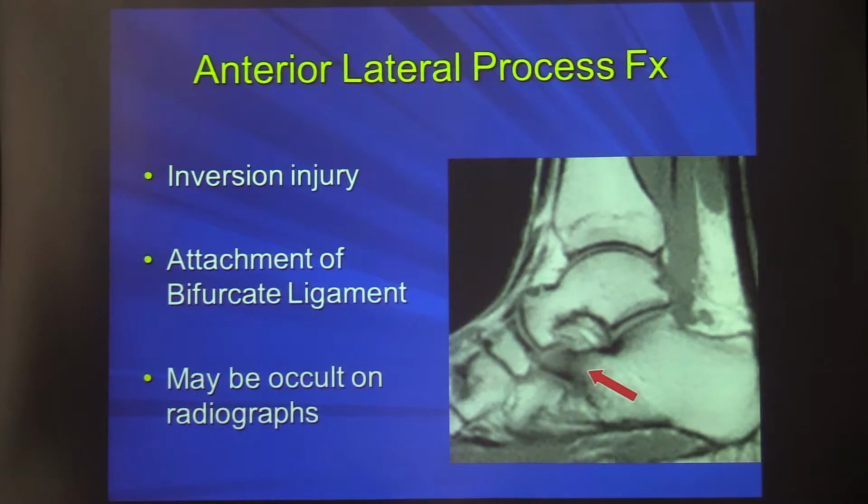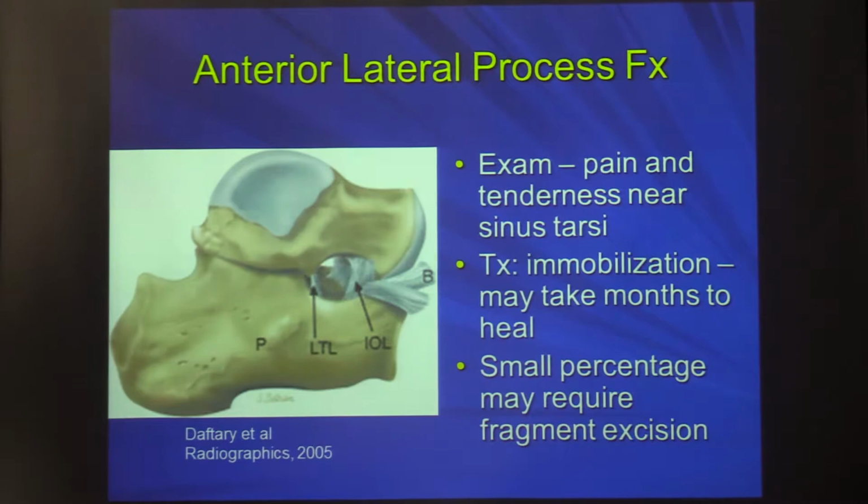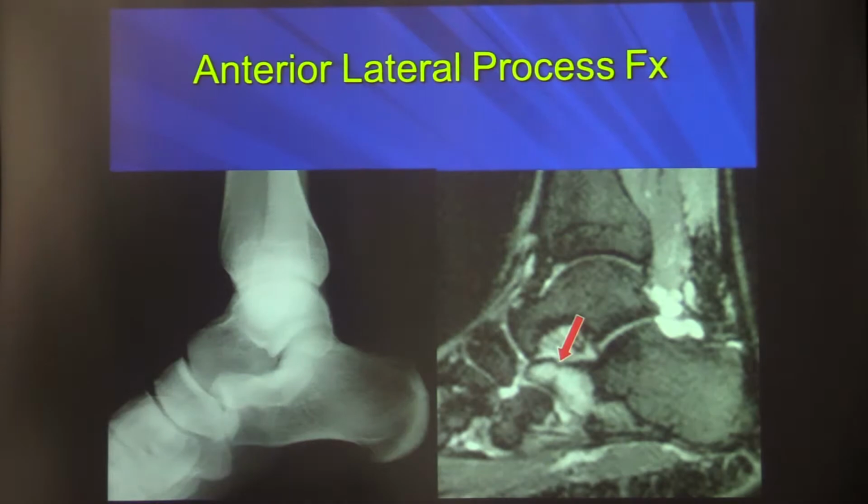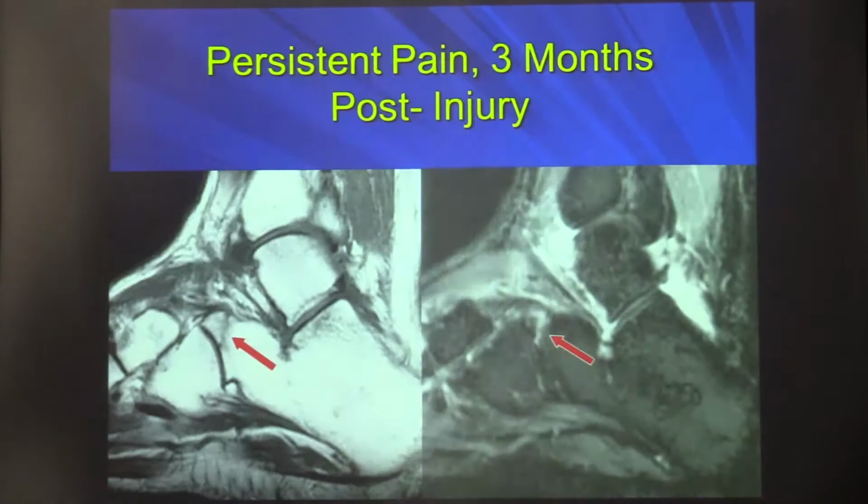These patients present with pain near the sinus tarsi, and you can see B on this slide is the bifurcate ligament. And the issue is that they're treated conservatively with immobilization, but this may take months to heal. And in some patients, the fragment ultimately is excised because it never heals. Here's an example. On your left, the radiographs are relatively normal, and on your right, we can see the bone marrow edema on the inversion recovery scan with the incomplete fracture, in this case probably healing in the anterolateral process.